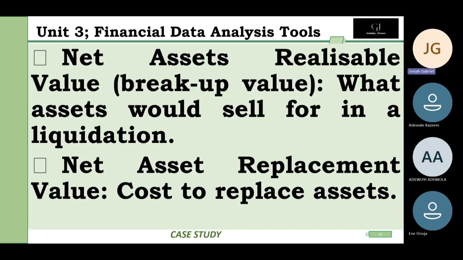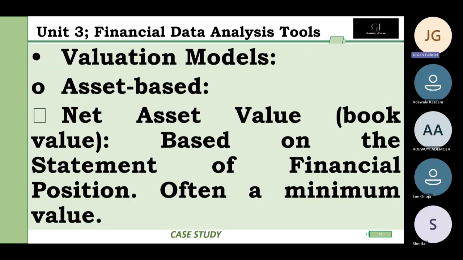We also have the net asset realizable value, and it's a breakup value, not the book value now. What assets would sell at what value if the company goes into liquidation? This is a method that looks at how viable the asset will be in the market, what an asset will sell for in a situation of liquidation. So that's net asset realizable value or a breakup value situation, and that's another valuation method.